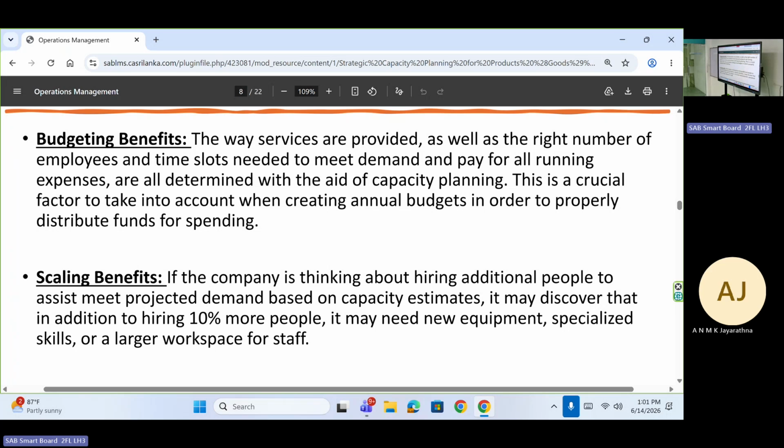Then write down the subtopic: strategies for capacity adjustment. Sorry for that, I made a mistake. Strategies for capacity adjustment, not planning. Strategies for capacity adjustments.